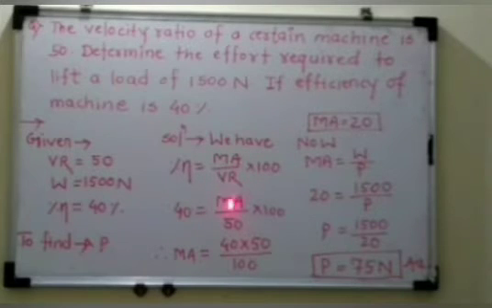But what is the formula of MA? W upon P. But P is also something we have to calculate, so we can't calculate MA here. So MA will remain as it is. Velocity ratio is known to us, into 100.